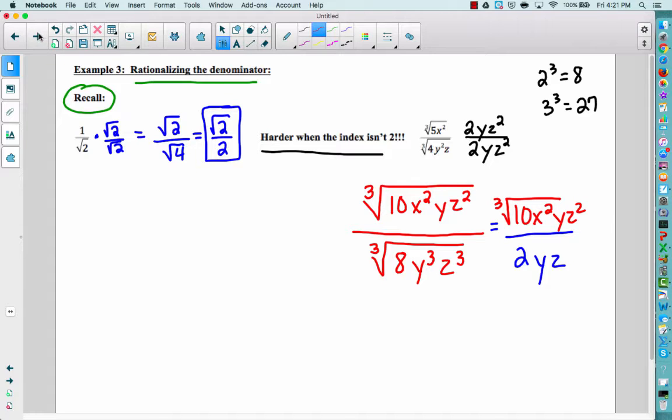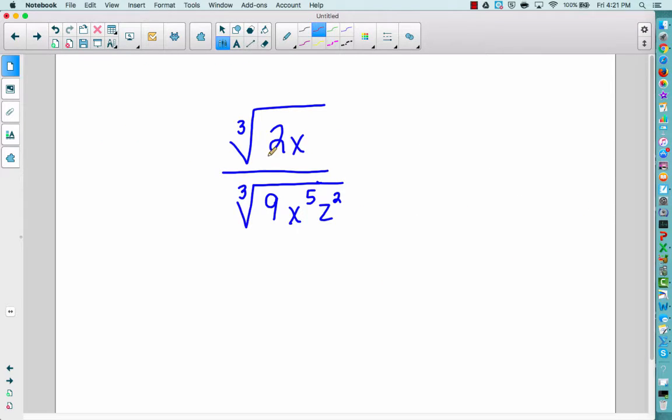All right, let's try another one. Cubed root of 2x all over the cubed root of 9x to the 5th z squared. Again, I'm going to think of my perfect cubes. 2 cubed is 8. 3 cubed is 27. I look clearly at the number. What could I multiply this by to make 27? Well, 9 times 3 is 27, so I'm going to multiply the bottom by 3.